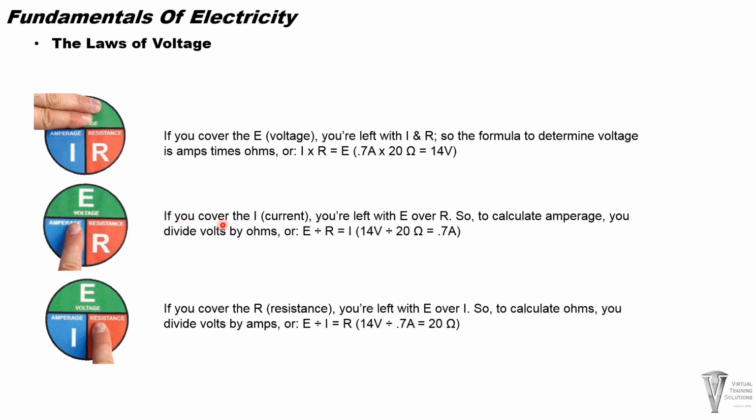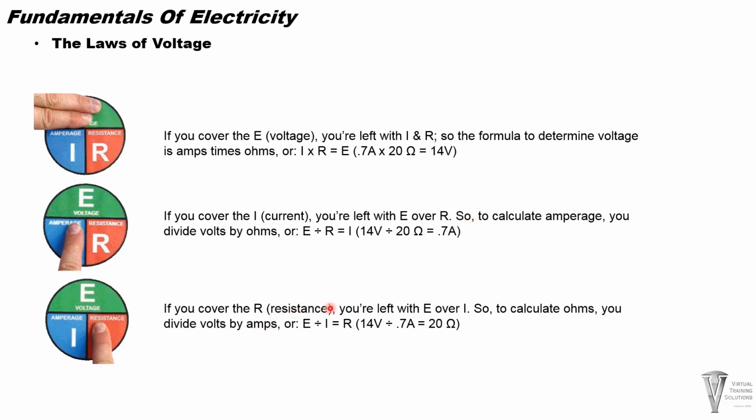Conversely, if you cover the I, now we're covering the current, you're left with E over R. So there's where your division line comes in. In this case, we're going to take the E, which is voltage, and divide that by the resistance, and that'll give us our amperage being used. So in this case, we'll use 14 volts divided by 20 ohm resistance, and it's going to give us our 0.7. Notice we had our 0.7 up here too, so that means our math is good.